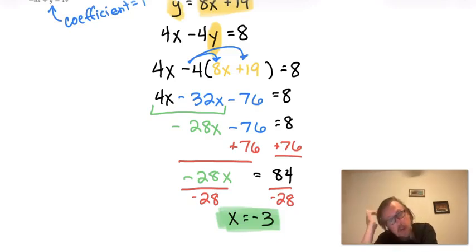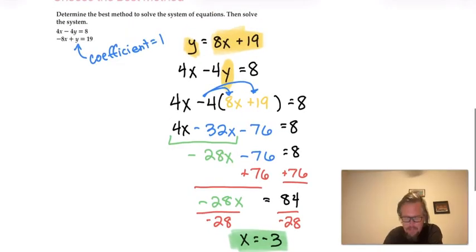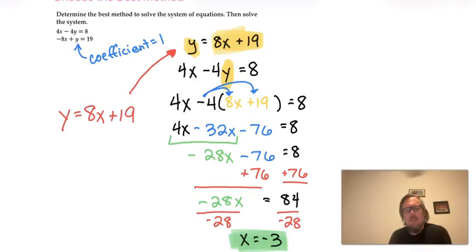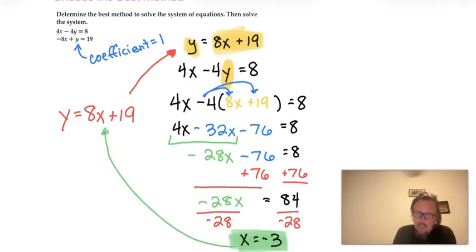Now we need to find our value of y, so we can take that x and plug it into any of our previous equations. But we have an equation up here at the top, this one right here, that is already solved for y. y equals 8x plus 19. I'm going to use that one because I want to know what y is, and that one's already set up as y equals. So let's take our negative 3 here, and let's substitute it in place of the x. So y equals 8 times negative 3 plus 19.